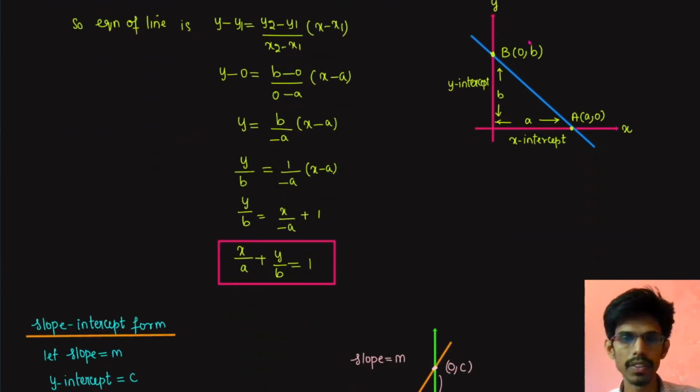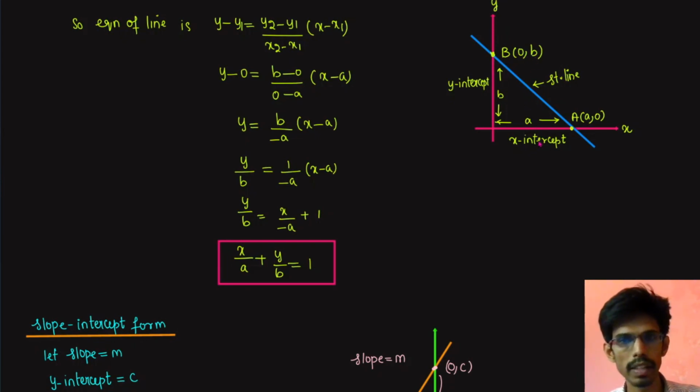See here in this figure, we have a coordinate axis, then this is the straight line making x-intercept a and y-intercept b. So whenever a line has x-intercept a and y-intercept b, then the line will meet the x-axis at A of a comma 0 and meet the y-axis at B of 0 comma b.